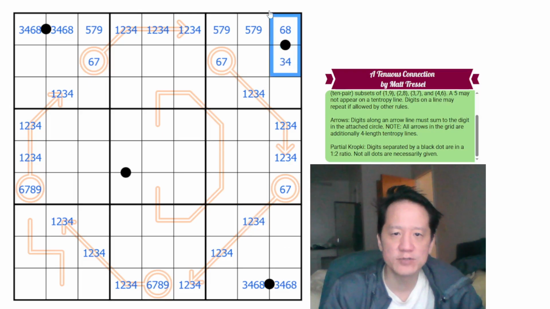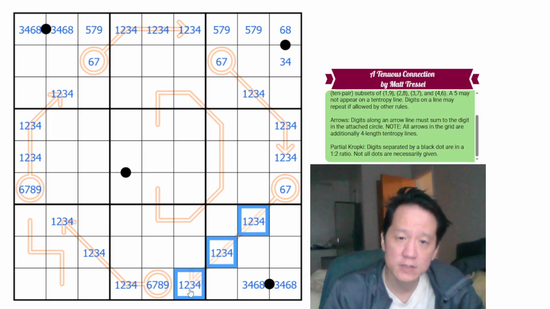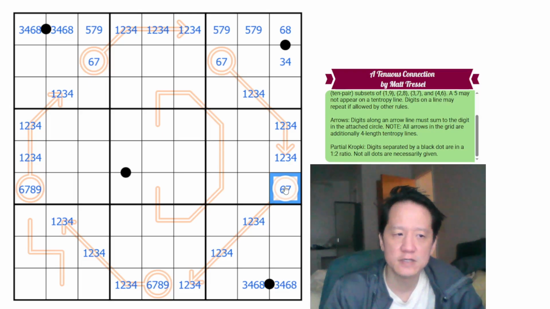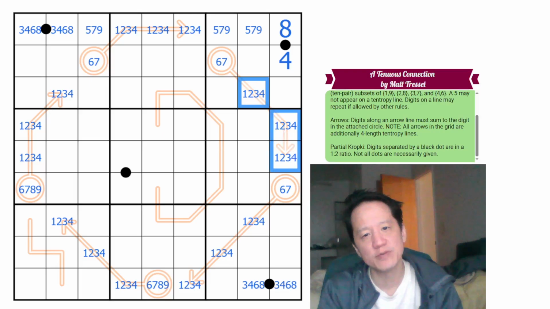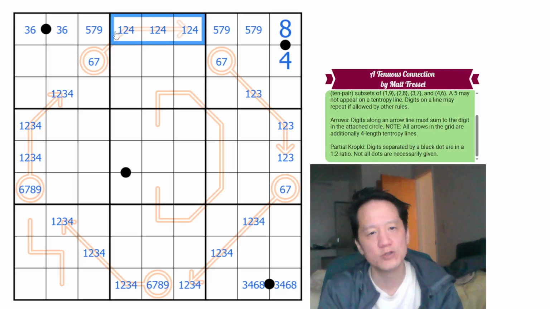So again, if this is 3, 6, that forces this to be a 4, 8 pair, which eliminates 1, 2, 4 as a possibility, which makes this 1, 2, 3. Therefore, that would force this to be 6, and then we'd have a contradiction. So this cannot be 3, 6. This has to be 4 and 8, which means this cannot be 4. So it's 1, 2, and 3. This can't be 4, 8 because of the 8, so this has to be 3, 6, which means this can't be 3. We have a 1, 2, 4 triplet there. That forces this to be 7, which makes that a 6.